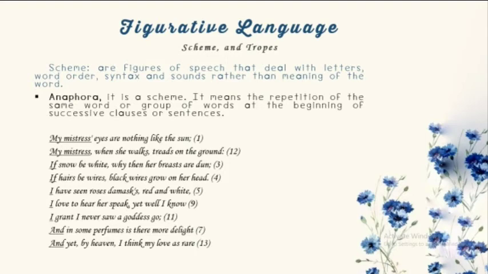Anaphora is a scheme that means the repetition of the same word or group of words at the beginning of successive clauses or sentences. In this poem, the anaphora are: my mistress, there are two; and then if, there are two; and then I, there are three; and then and, there are two. Line 7 begins with the coordinating conjunction and, so we anticipate more comparison.